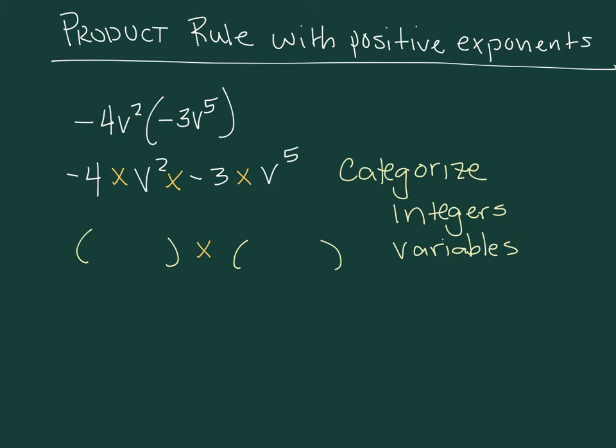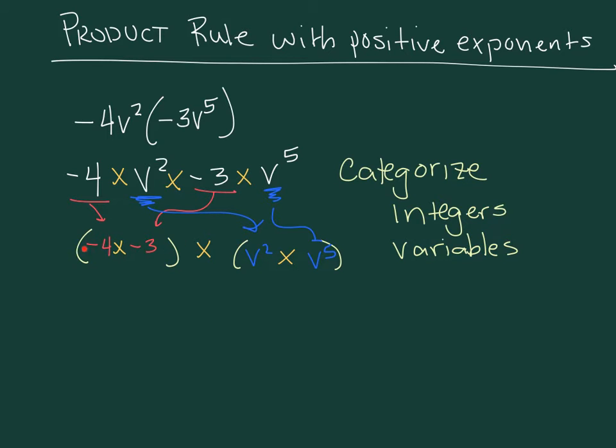We still have a multiplication between the two, but I'm going to take the integers here and place them into this bucket here. Okay? -4 times -3. Then I'm going to take the variables, this and this, and place them into this bucket here. So that's going to be v squared, v to the fifth, and again, multiply. What's great about this categorization is now we can look at these independently of each other, and then at the end pull them back together.